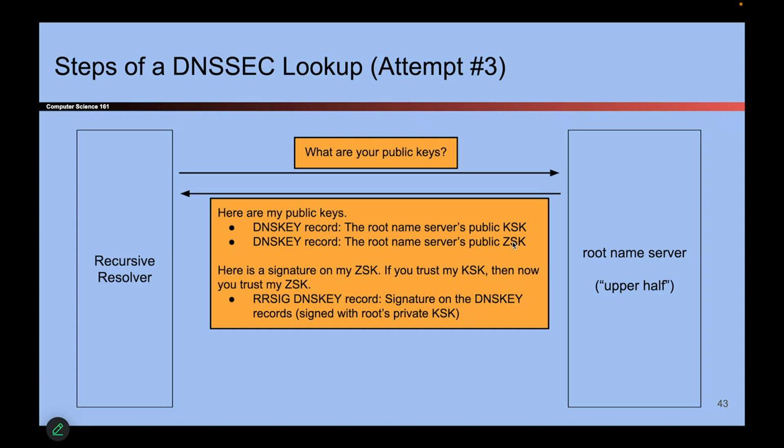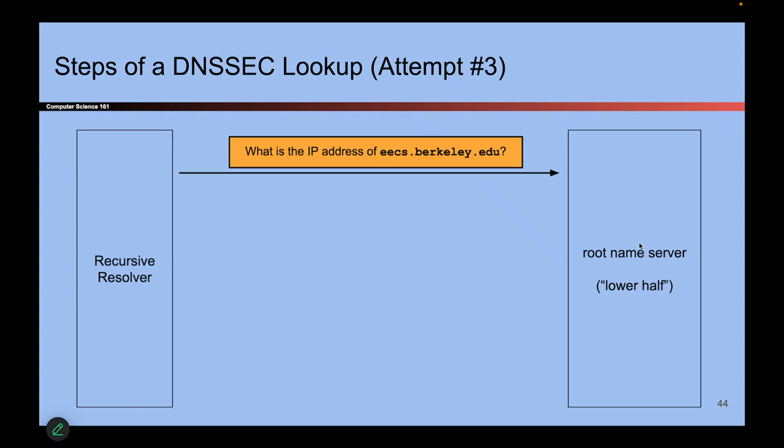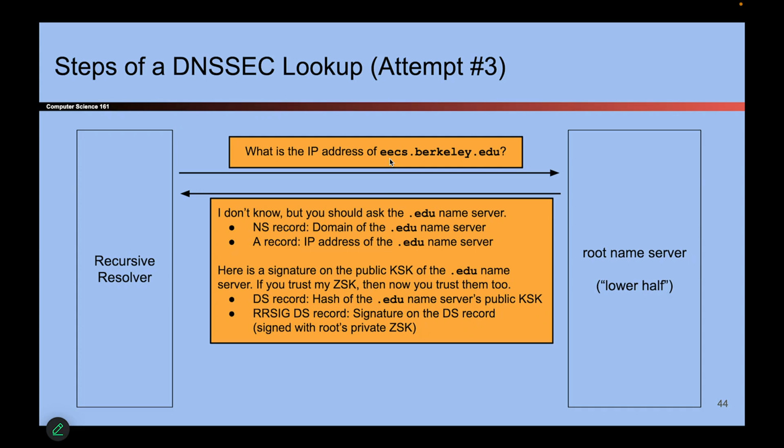Here's the next name server's public key, no hash this time. Here's the signature on it, so that you trust them now. Here's my own upper half public key for verification. So it's delegating trust to the lower half. So now we go to the lower half, which is the same name server, and we ask them the IP address of eeks.berkeley.edu. And they reply by saying, I don't know, here's the next name server, same old NS record, same old A record. And I'm going to sign the next name server's upper half. I'm going to sign their KSK.